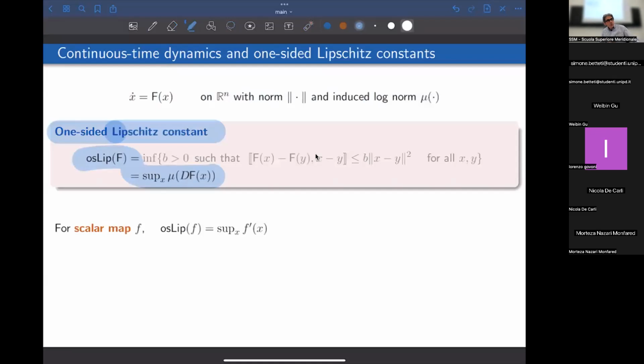What do I need to do? I need to compute the Jacobian of F, I need to take the log norm of the Jacobian of F, and I need to take the supremum of the log norm of the Jacobian. So this is the same story as before. Before we took the supremum of the induced norm of the Jacobian. Now I have the supremum of the induced log norm of the Jacobian. See, it's very, very similar. I substituted the log norm for the induced norm.